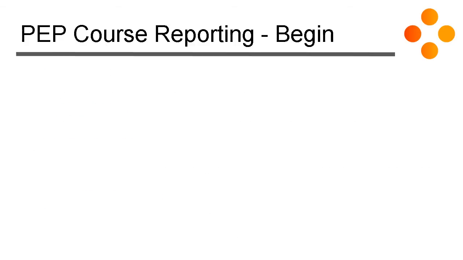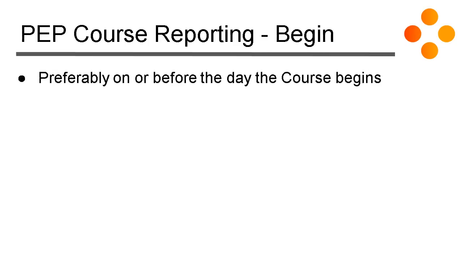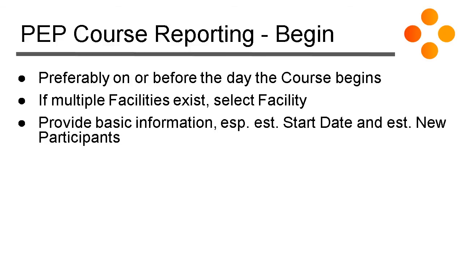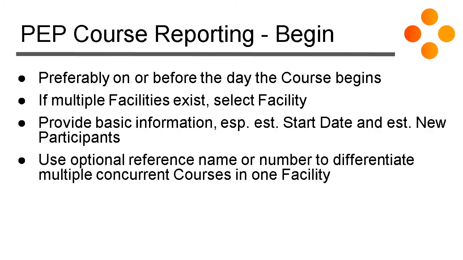I mentioned that you make 2 reports for each course, a begin course and an end course. Each one takes just a few minutes. Make your begin course report on or just before the first session of the course. If you have more than one facility, you start by selecting the facility from your facilities list. Then you provide the basic information about the course. There's an optional name field if you want to differentiate between several courses going on at the same time. For example, Tuesday morning course or women's course. There's also an optional comments field.